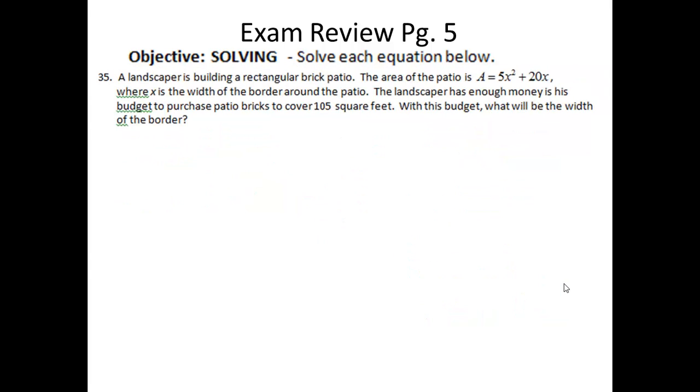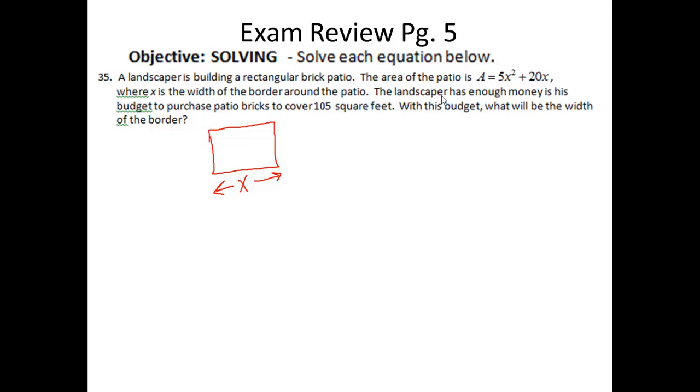Number 35. A landscaper is building a rectangular brick patio and the area of the patio is A is equal to 5x squared plus 20x, where x is the width of the border around the patio. So if we draw a patio real quick, and we're saying that x right here is our width. The landscaper has enough money in his budget to purchase patio bricks to cover 105 square feet. With this budget, what can be the width of the border?